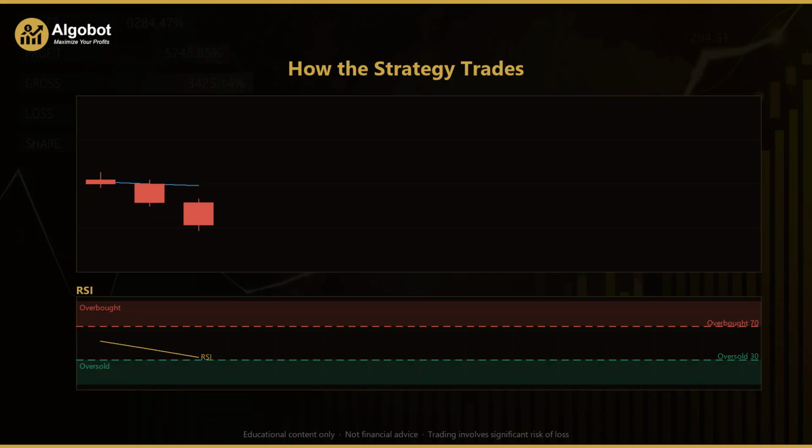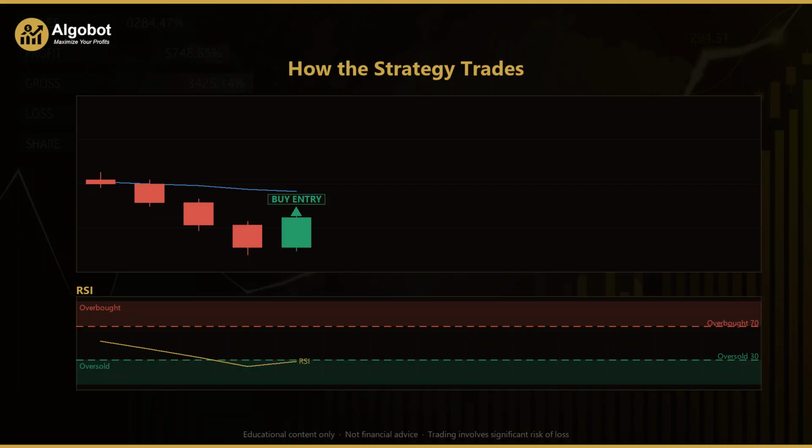Watch the opening candles. Price begins near the baseline, then starts sliding lower, candle after candle. Each new candle carves a fresh low, pulling price further and further beneath the blue baseline. This is the overextension the strategy is patient enough to wait for.